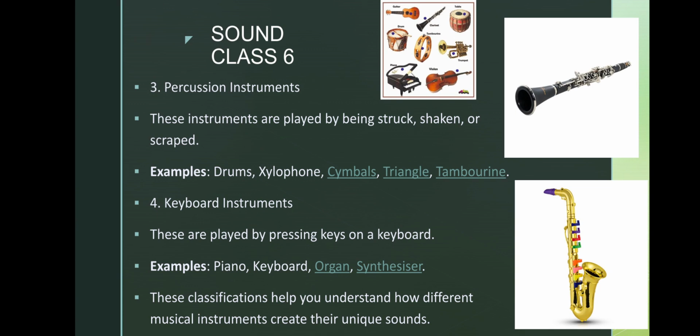Then keyboard instruments. These are played by pressing keys on a keyboard. Piano, keyboard, organ, synthesizer. These classifications help you understand how different musical instruments create their unique sounds. So you can see these musical instruments. There is a trumpet, there is a flute, then there are pianos, tabla, etc.